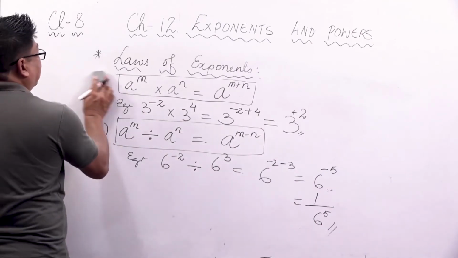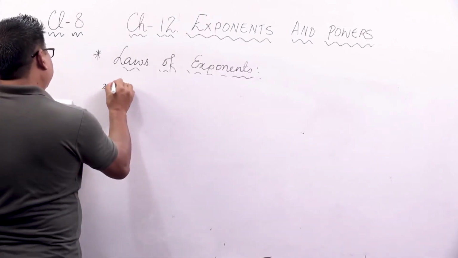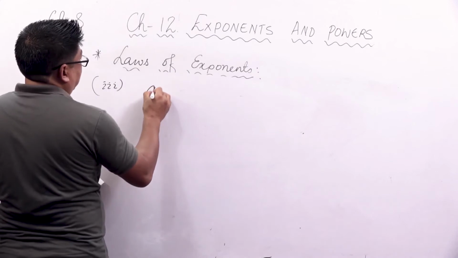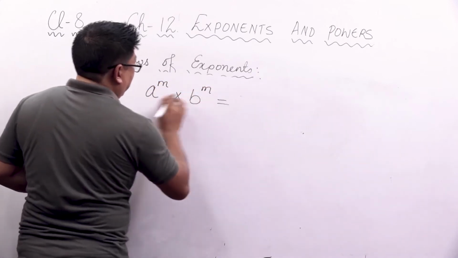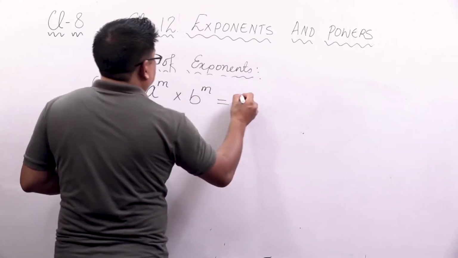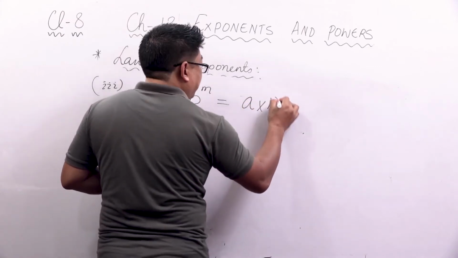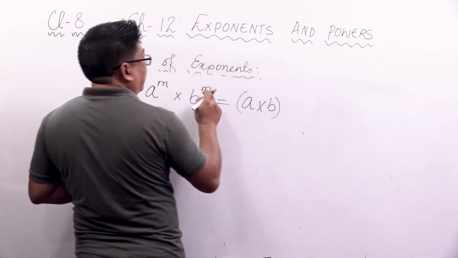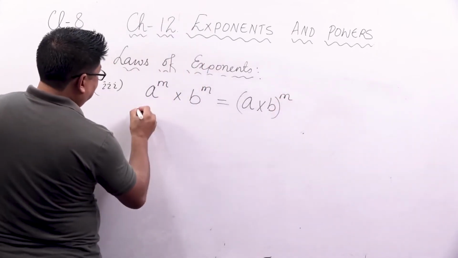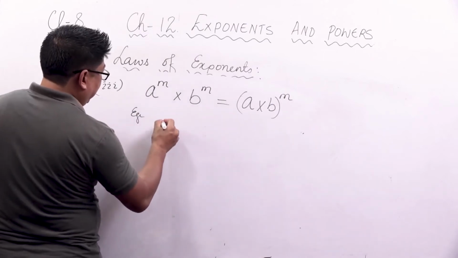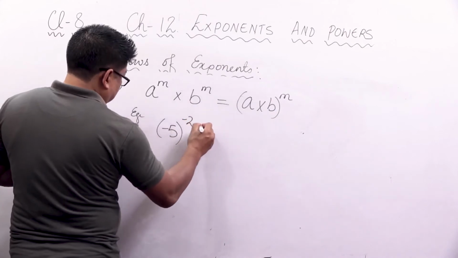Let's move on to the next law. We have different bases, but the power is the same. So what we will do is write these two bases together, put a bracket, and a common power. So let's take an example. I will be taking examples of only negative exponents.